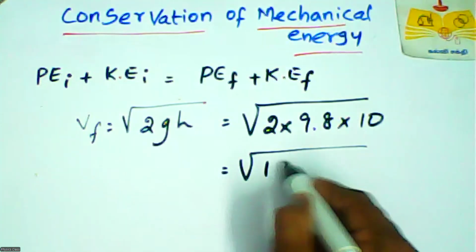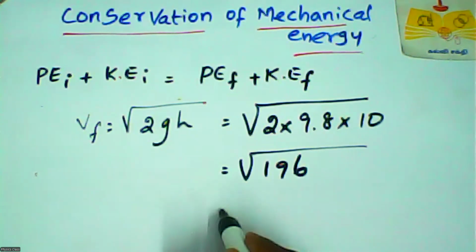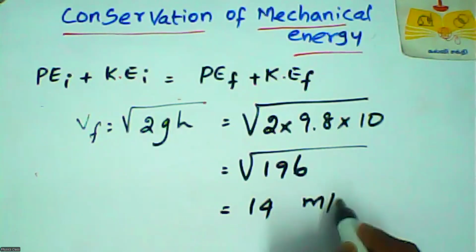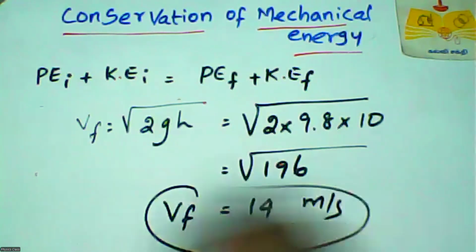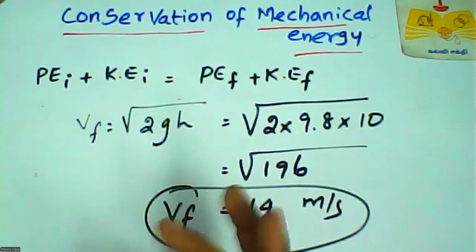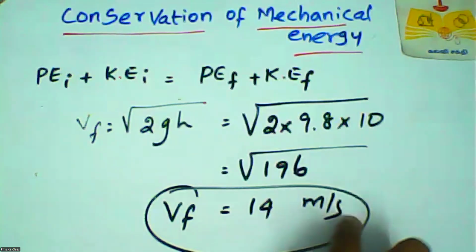So 196. We can take the root value of 196. So we can take 14 meter per second. So this is the speed of the ball before it hits the ground. So the ball's speed just before hitting the ground is 14 meters per second.